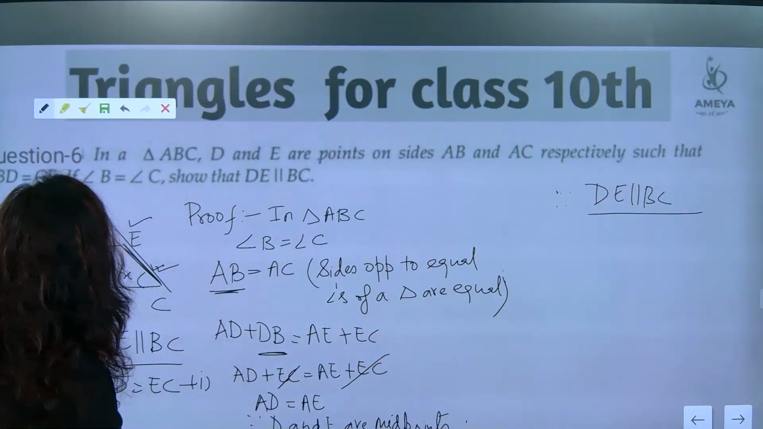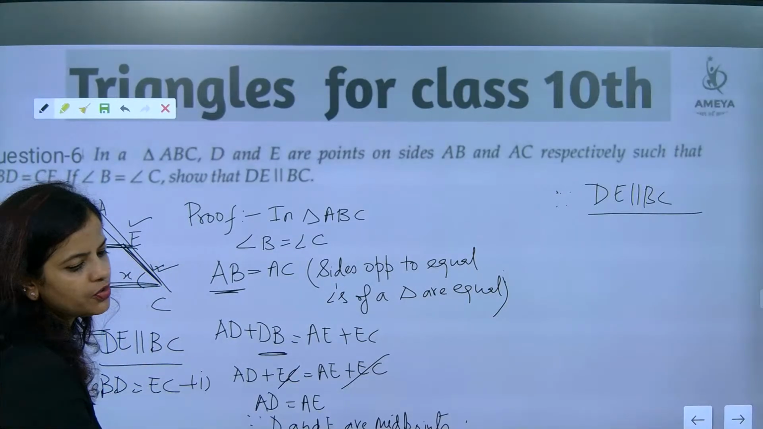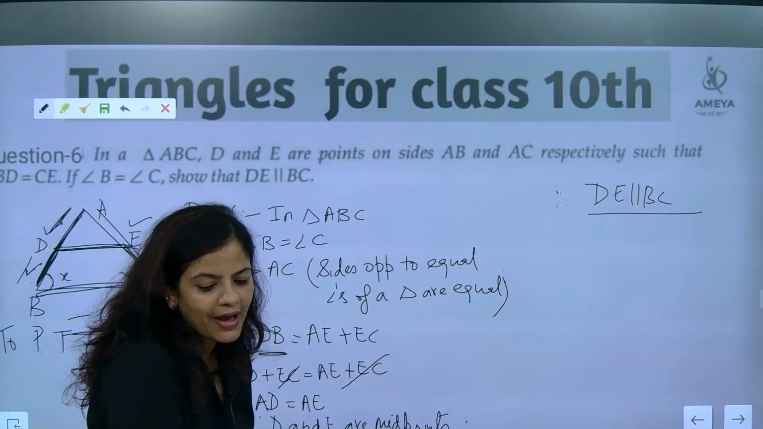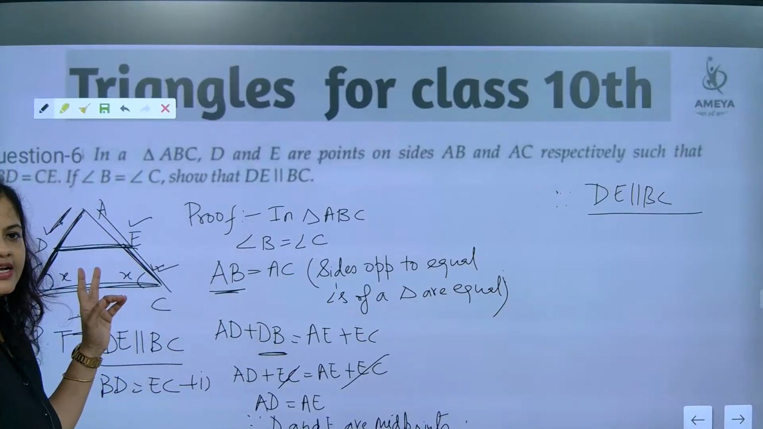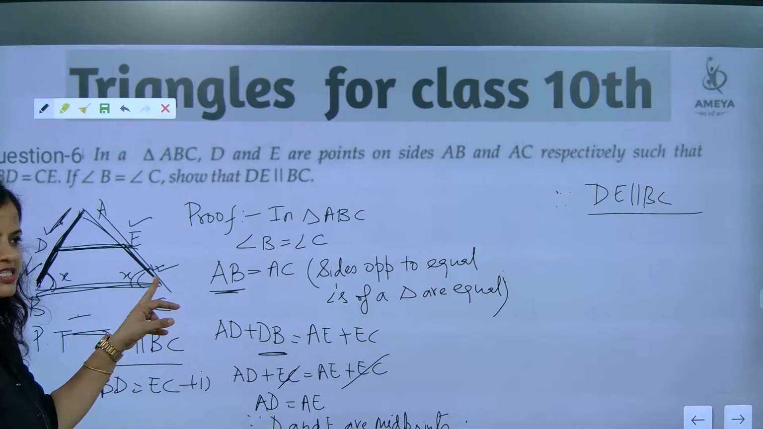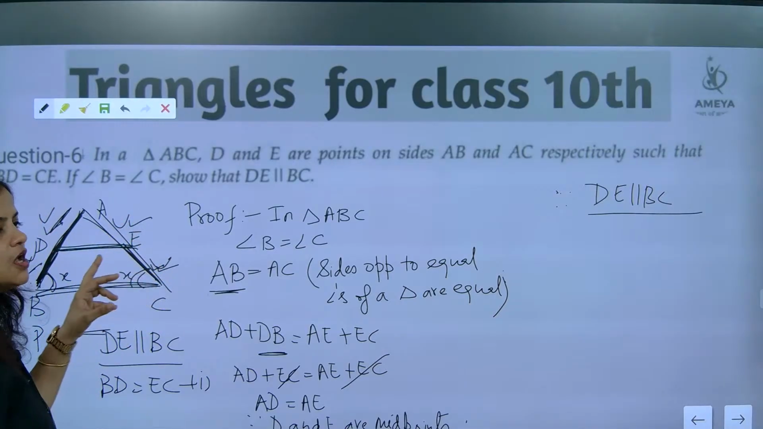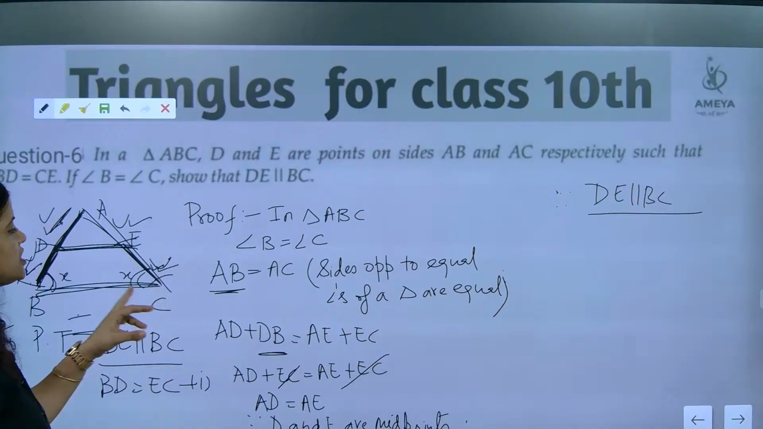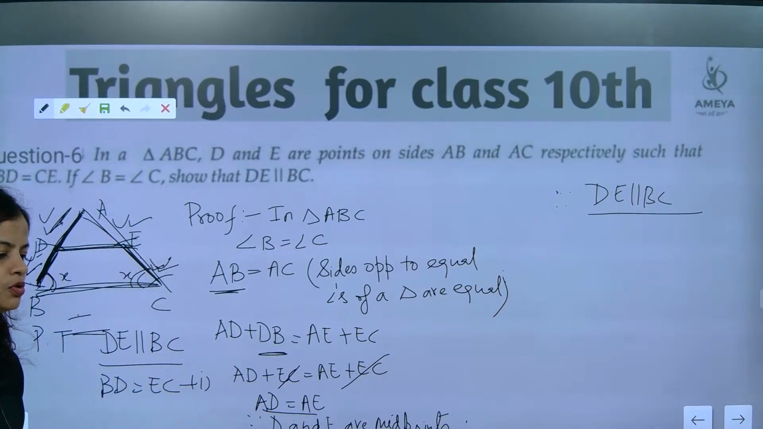I hope you might have understood. This is what you need to do. DE will become parallel to BC. What we did: if this is equal to this, that means this side will be equal to this side. Then we open this side: this plus this equals this plus this. Already this half is equal to this half, so we cancelled this. So directly, AD is equal to AE.